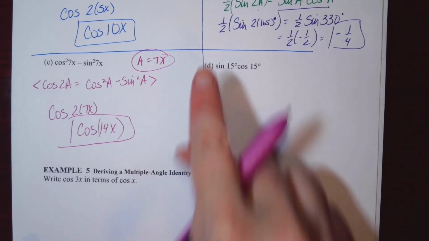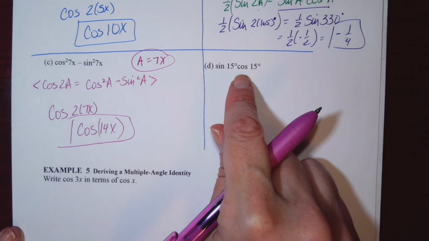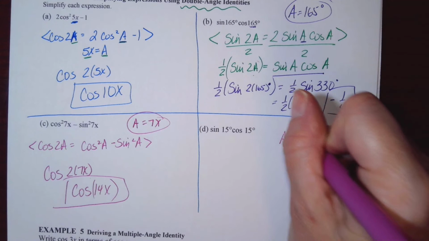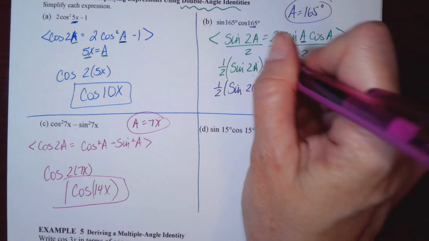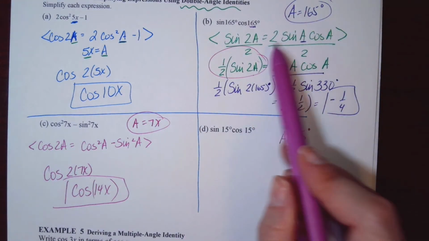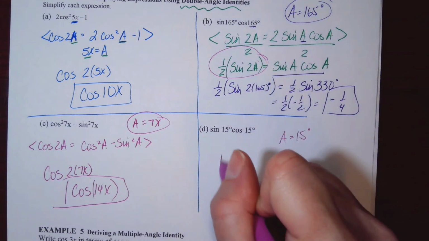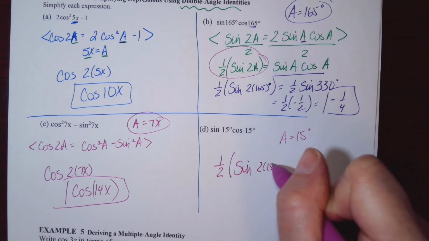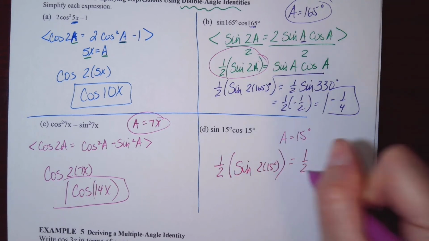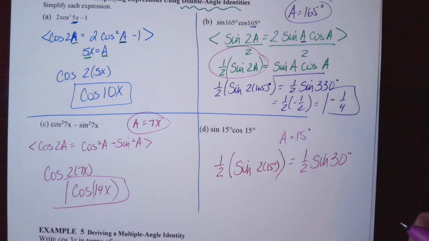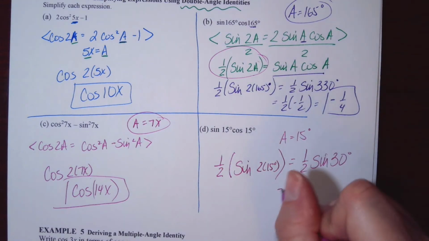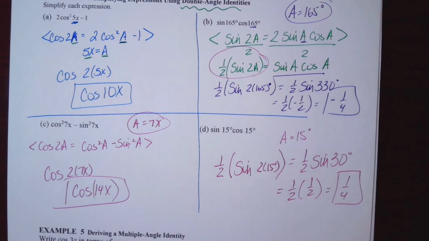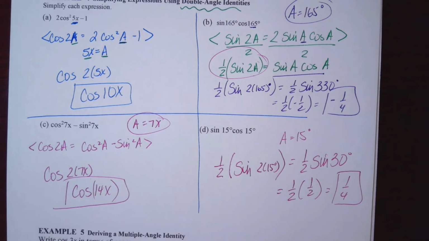And finally, sine 15 degrees, cosine 15 degrees. This one looks just like the one up above, where I'm using a as 15 degrees, and I have to adjust that double angle identity, divide both sides by 2. So I've got 1/2 sine of 2 times 15 degrees. Well, that's 1/2 sine of 30 degrees. And sine of 30 degrees is a positive 1/2. So there we go. All right, excellent.